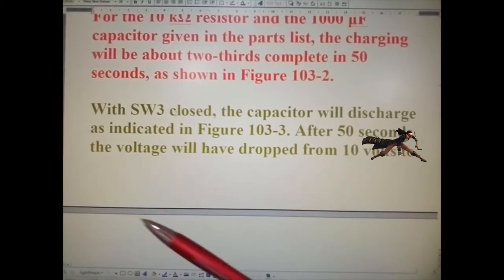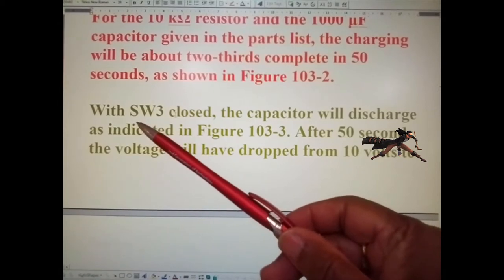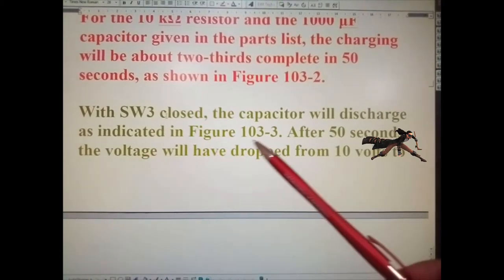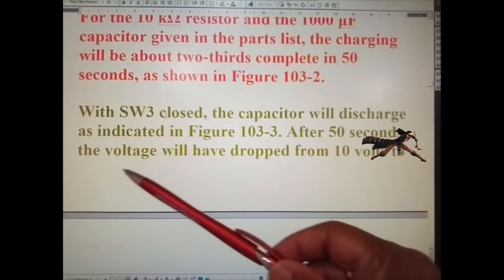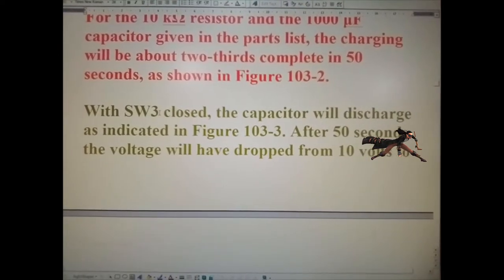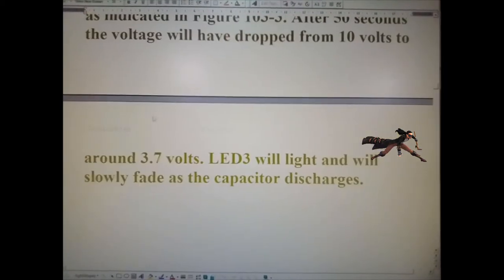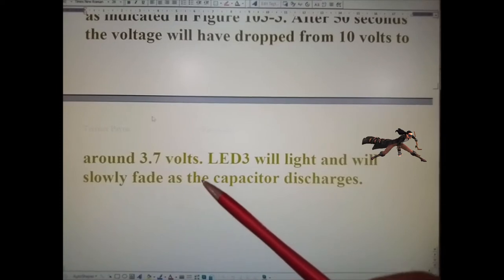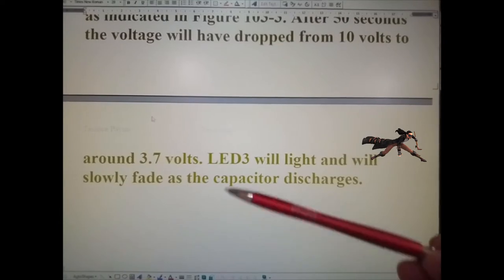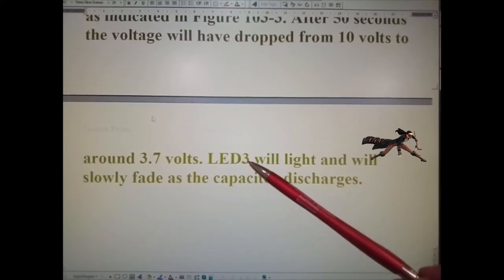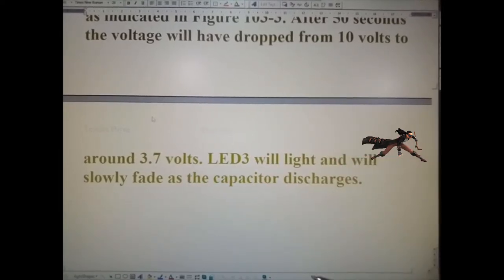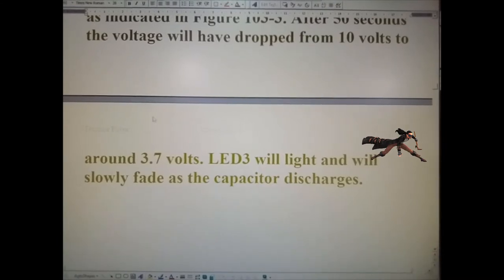Okay. Now with switch 3 closed, the capacitor will discharge as indicated in figure 103-3. After the 50 seconds, the voltage will have dropped from 10 volts to 3.7 volts. LED 3 will light and will slowly fade as the capacitor discharges. Now please note, I've used a single LED, so LED 3 will still be the same LED as before. It's just that it'll be switched into a different switch position, which will give us this effect.